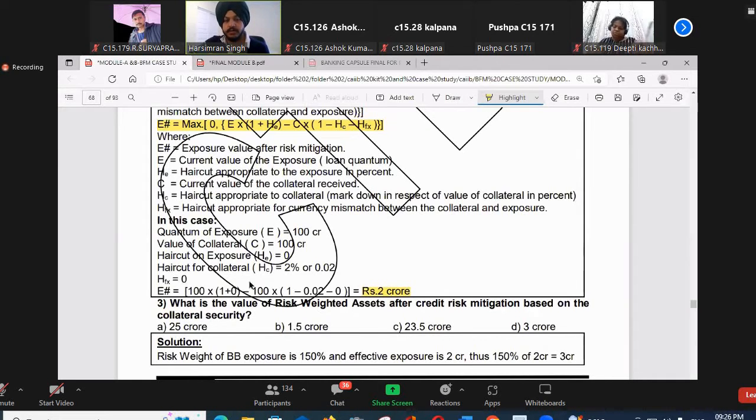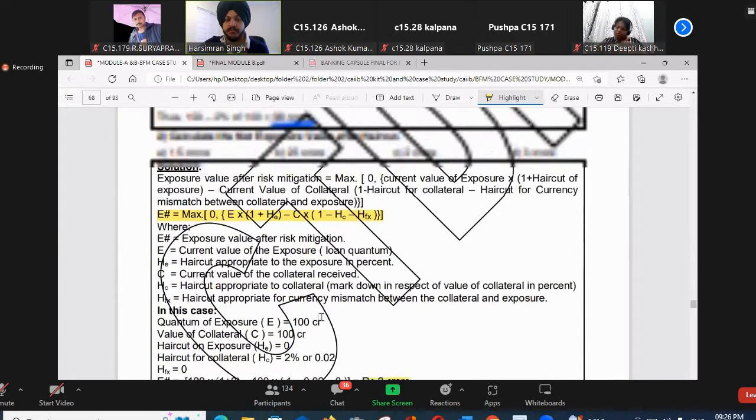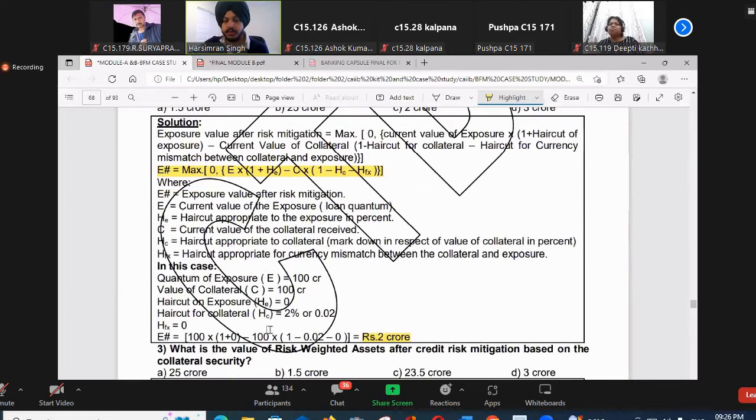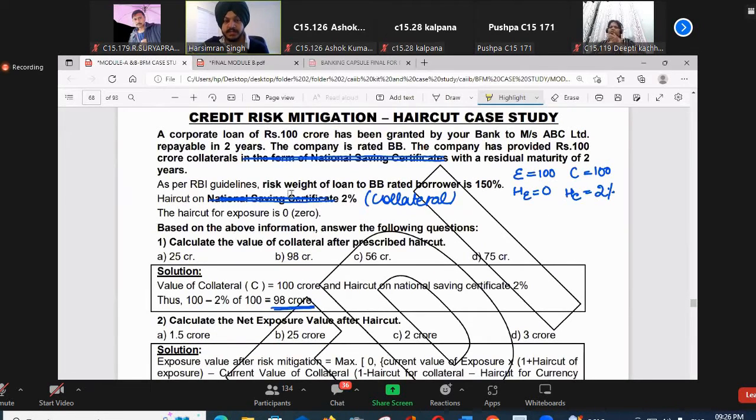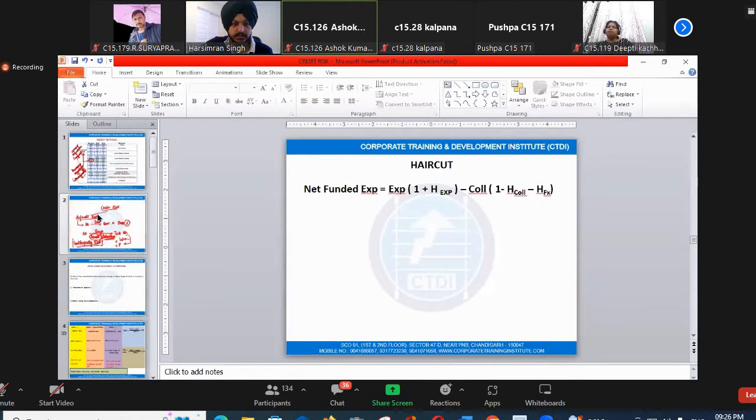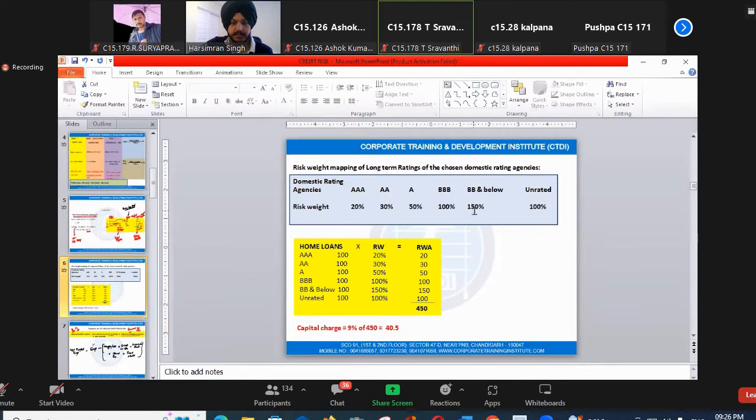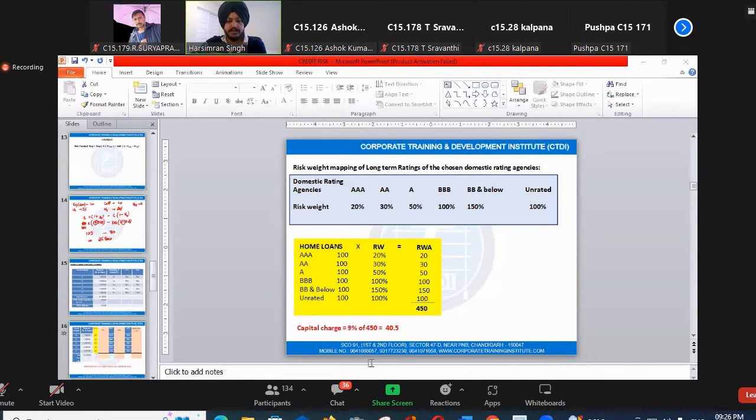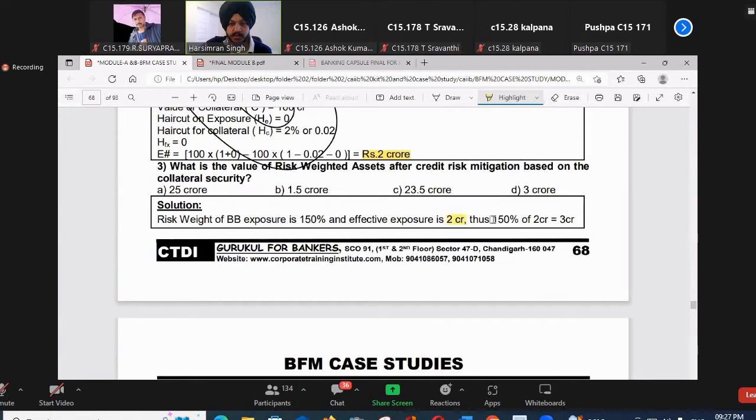Now, third question, what is the RWA? So now very well we know that my exposure value is 2 crores. So on 2 crores, how much is the risk? The company is rated BB. So what is the risk weight of a BB company? Tell me the mapping process. 150. Okay. So as per 150 risk weight, we simply multiply 2 crore with 150% risk weight. It is 3 crores. Is that clear? 3 crore. Clear?